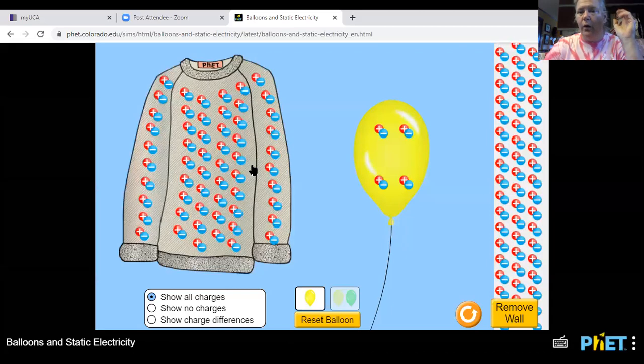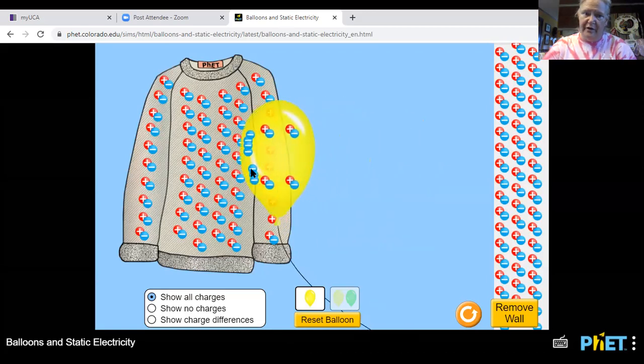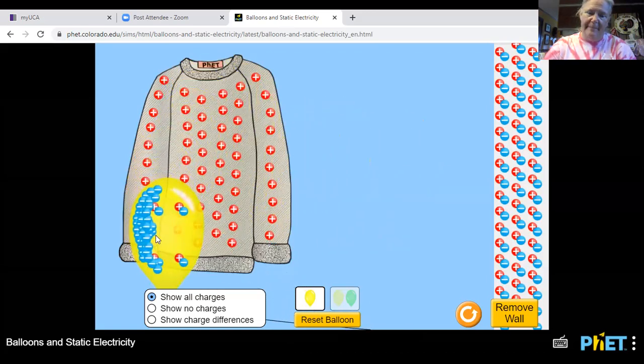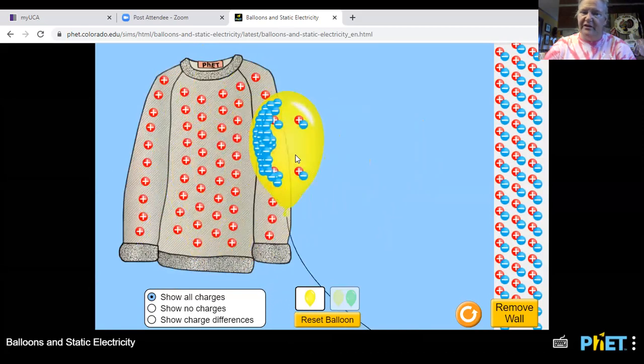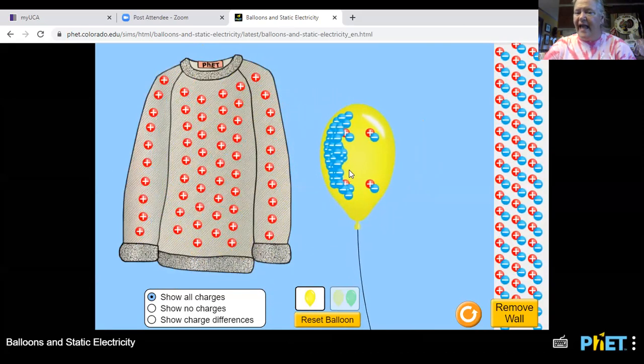All right, so what we've got here is a sweater that is neutral because it has the same numbers of pluses and minuses, a balloon that is neutral, and a wall that is neutral. So I'm going to bring the balloon over and actually touch the balloon to the sweater. Notice what happens because of the interaction of the two materials. The balloon gathers up a bunch of negative charges off the sweater. So I charged that balloon by literally touching it to the sweater. So that's charging by touch.